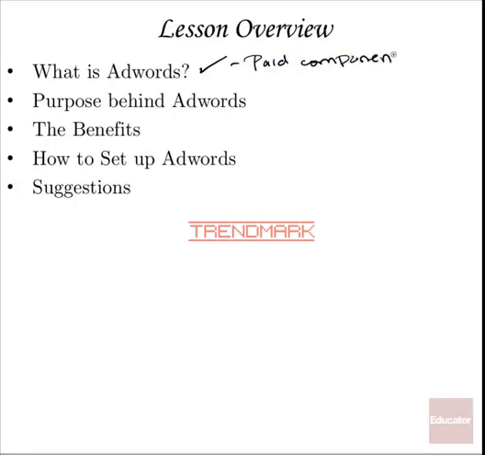So in a nutshell, we're not as concerned about tags and title tags because really it's all about how much you're willing to pay for that top spot. And we're going to go into that as we talk about this lesson. And of course, we want to go over the purpose behind it. I mean, there's more than just a purpose for getting to the top of the search engine. There are other reasons behind it. Of course, we'll talk about the benefits of AdWords and how to set up AdWords.